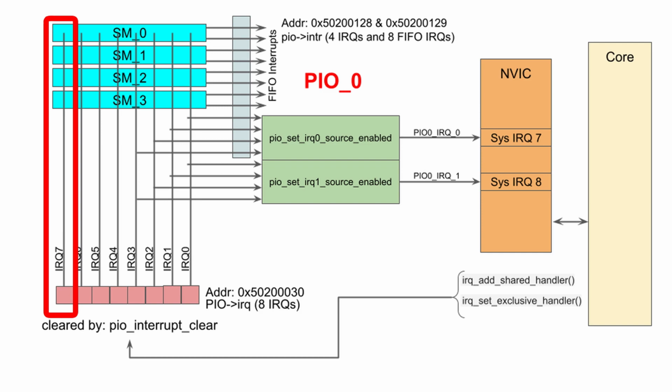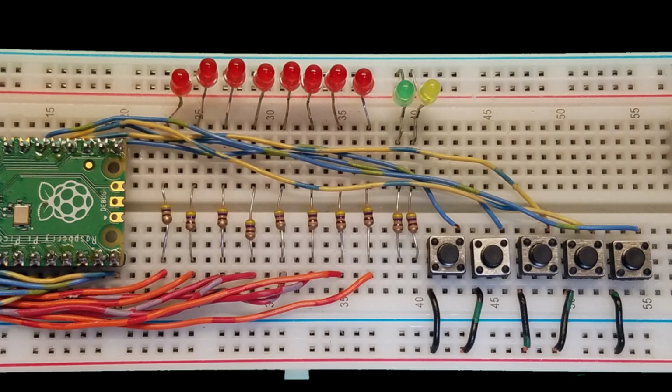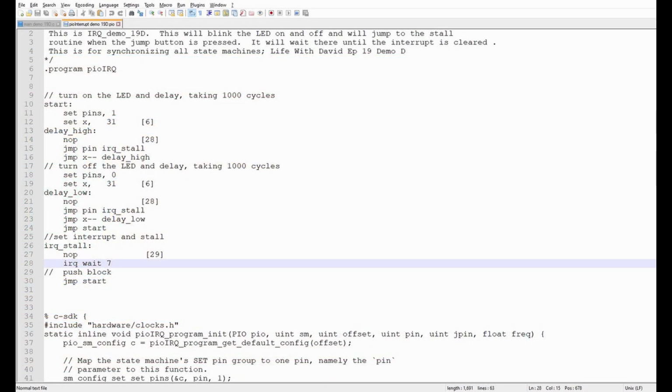In demonstration 19D, I set up the PIO program to continuously blink the LED on and off. A switch is added to jump out of the blinking loop and into an interrupt and wait segment. Here the state machine will stall while it waits for that interrupt to clear. The changes to the PIO program include adding a jump pin command to the delay high and delay low loops to branch into an interrupt stall script, and adding a jump statement back to the start of the program at the end of the delay low loop.